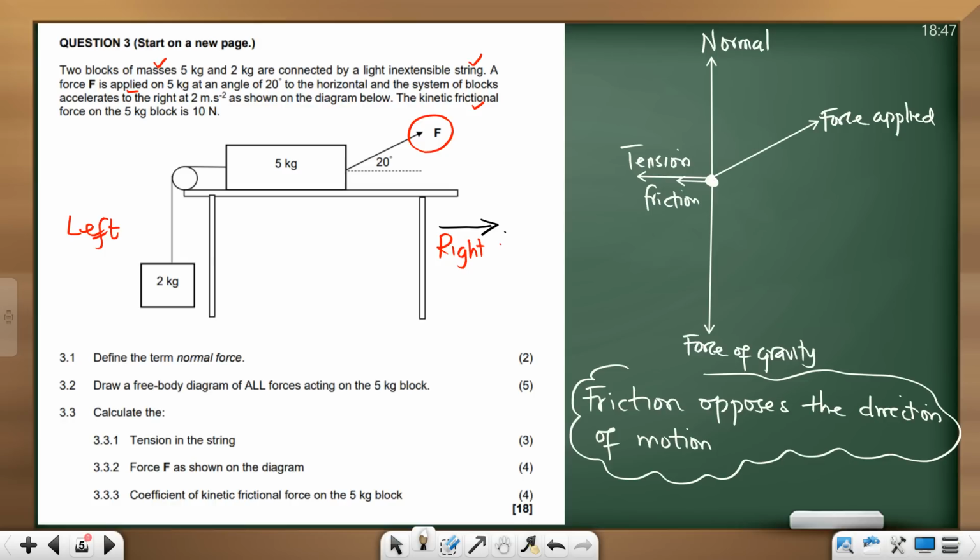Now, if I look at the 5 kg, I have too many unknowns. I don't know force applied. I don't know tension. Can we try the 2 kg? All right, quickly, 30 seconds, draw the free body diagram of the 2 kg. Free body diagram is the key.